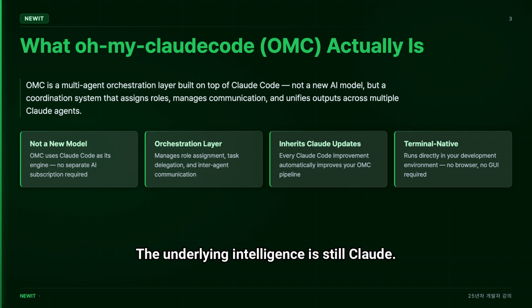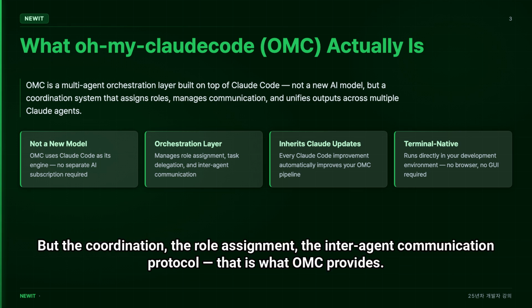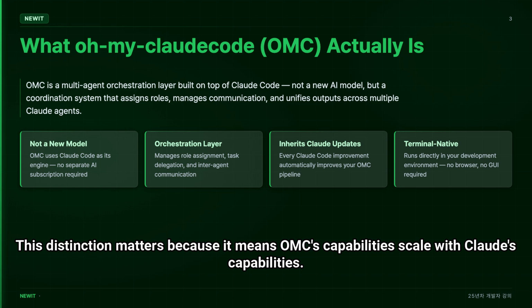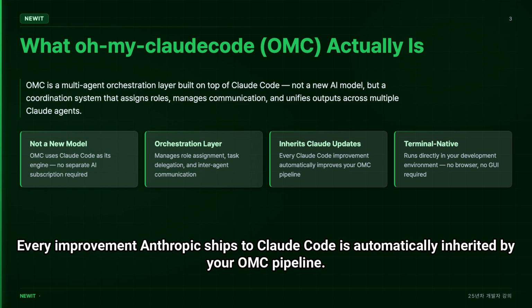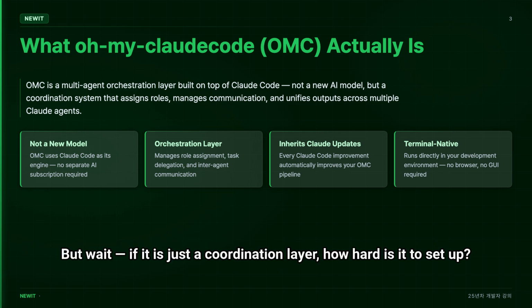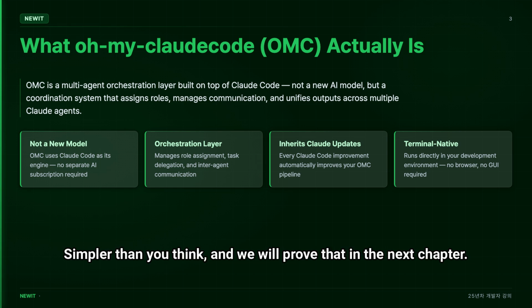The underlying intelligence is still Claude, but the coordination, the role assignment, the inter-agent communication protocol, that is what OMC provides. This distinction matters because it means OMC's capabilities scale with Claude's capabilities. Every improvement Anthropic ships to Claude Code is automatically inherited by your OMC pipeline. But wait, if it is just a coordination layer, how hard is it to set up? Simpler than you think, and we will prove that in the next chapter.